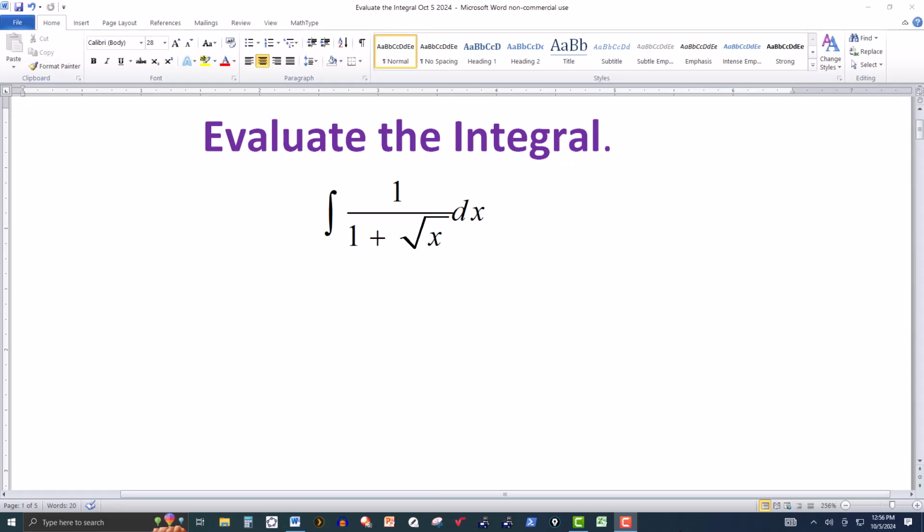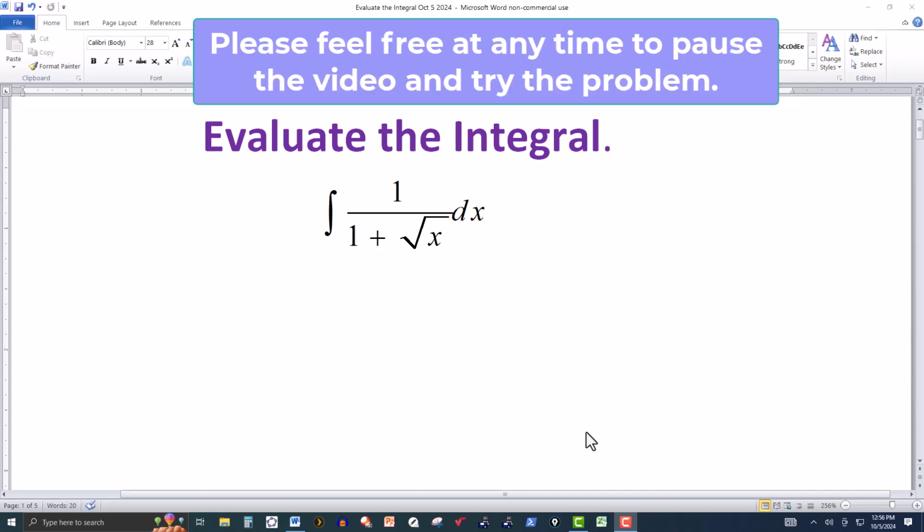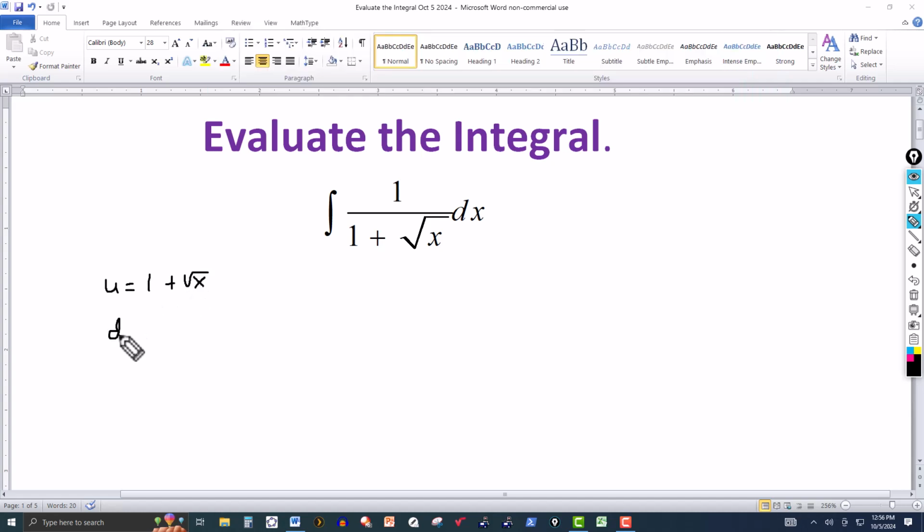In this video, we want to evaluate the integral of 1 over 1 plus the square root of x. And we don't have that many options here. I'm going to go with the u-substitution, and I'm going to try u equal to 1 plus the square root of x. Then du would equal the derivative of 1 plus the square root of x.